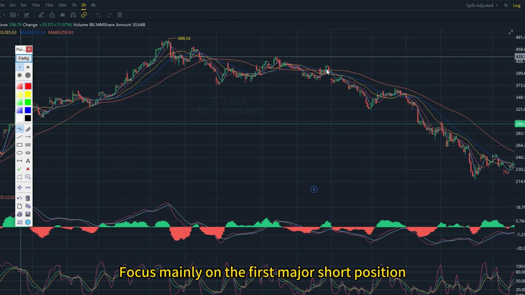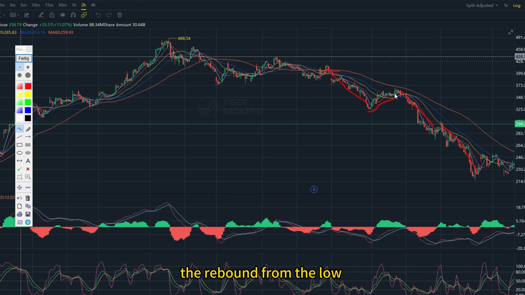Focus mainly on the first major short positions and upward swing. The major swing is essentially captured, plus you avoid giving back profits during rebounds. If you short at this level, the rebound from the low might shake you out. But with our trading strategy, we can reduce our position and exit here. Then we re-enter with a new short position here.